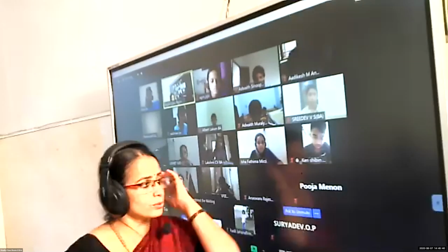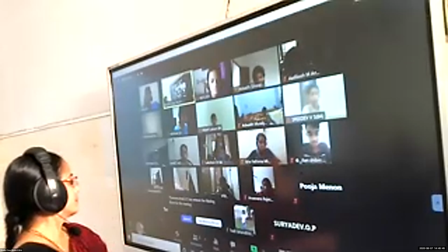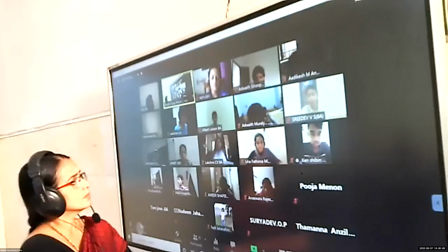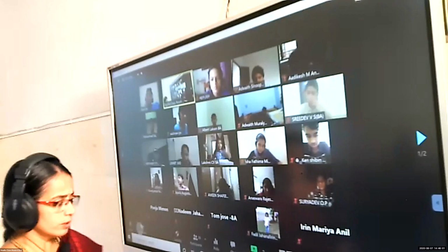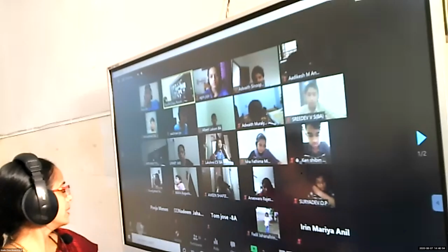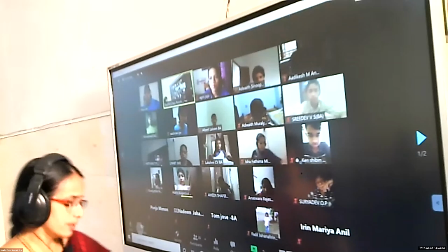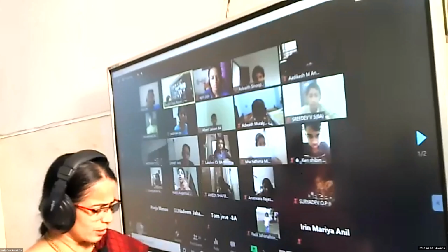Area of a rhombus is equal to half d1 into d2. Lakshmi, area of trapezium. Area of trapezium is half into height into a plus b, or h into a plus b by 2.